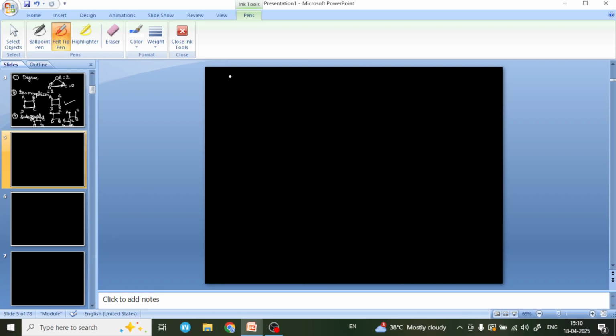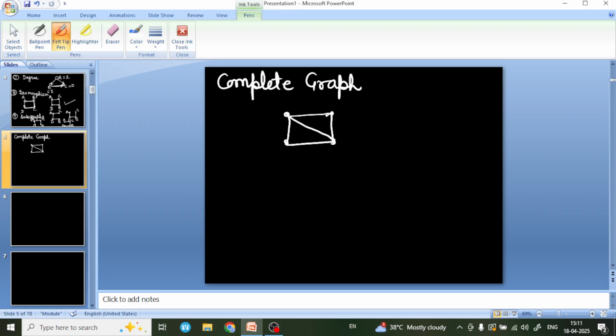Now the next property is a complete graph. In a complete graph, every pair of vertices is connected by an edge, like this. This is a regular graph and it is also called a complete graph because all vertices are connected to each other. This is a complete graph.